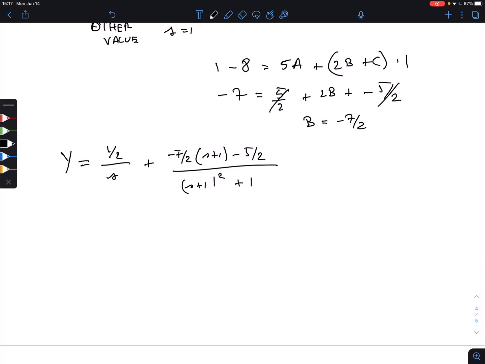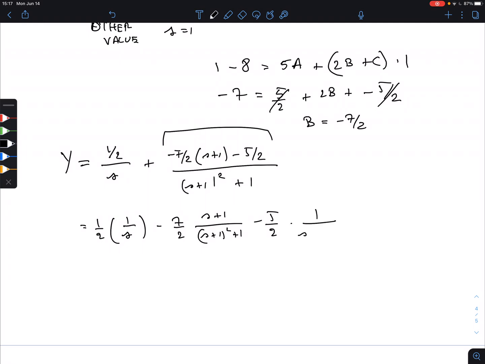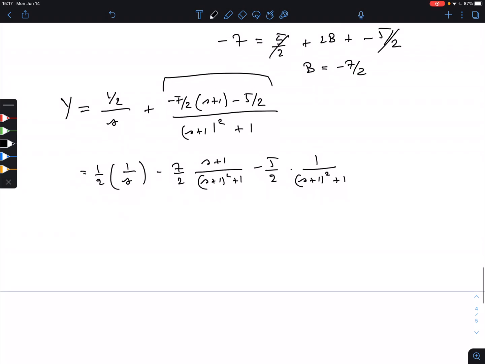Now, to find the inverse Laplace transform of this one, we're going to split it further. So that is this, minus 7 halves, and then the fraction is s plus 1 over s plus 1 squared plus 1, minus 5 halves, and this is 1 over s plus 1 squared plus 1. Okay, so this first one is very easy. This is a non-shifted constant, right? The inverse Laplace of 1 over s is just 1, so this is just a half.